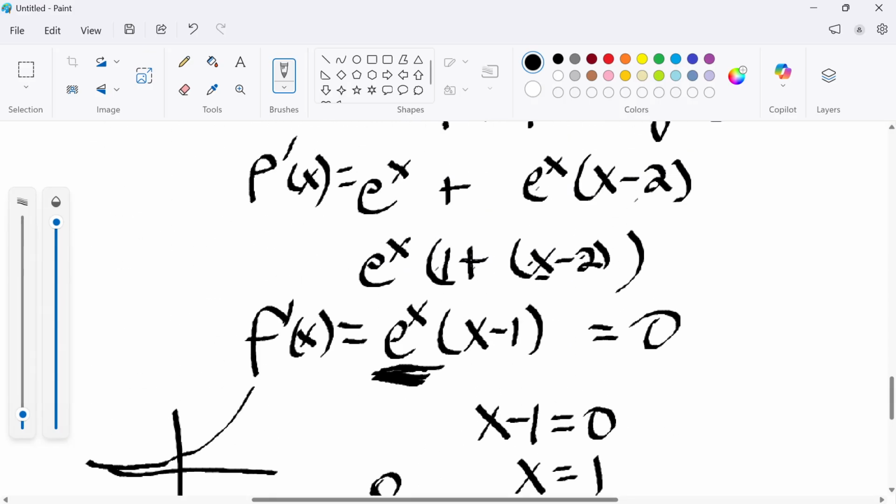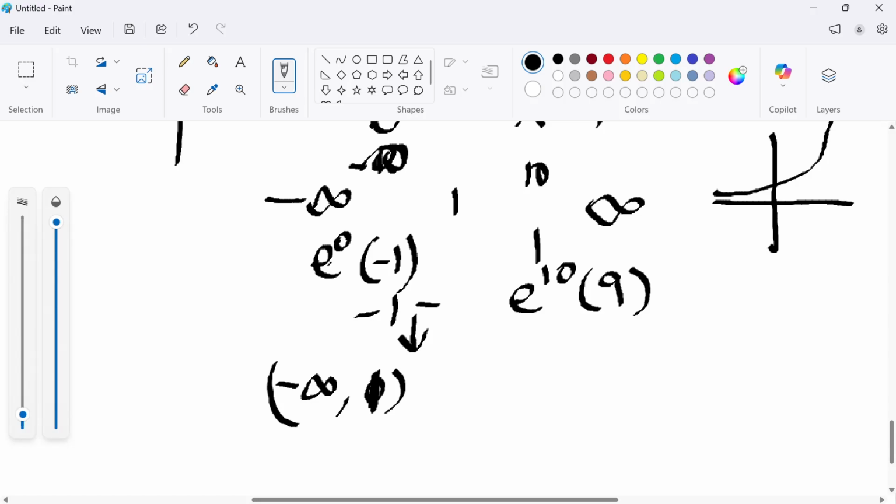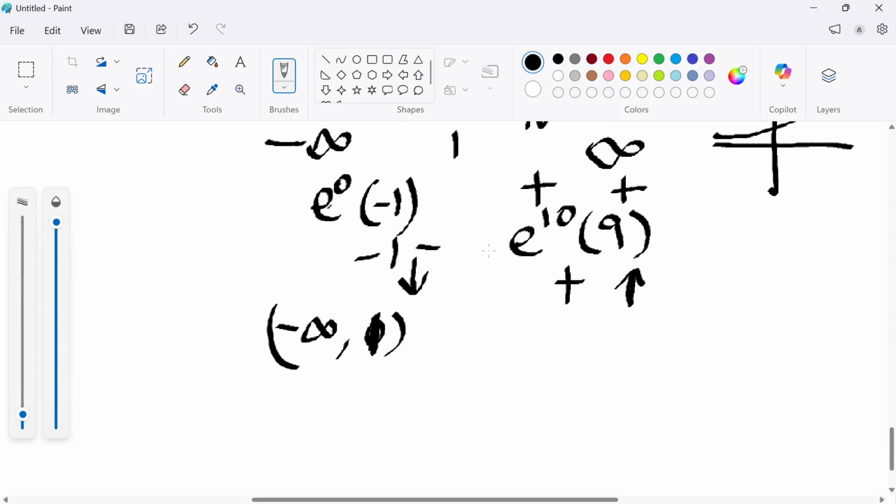And then from 1 to infinity, I'm going to use 10: e to the 10th times 9. Well, remember, e looks like this. So this is positive, 9 is positive, that's positive. The function is increasing. You can put that on your calculator and you'll see it's positive. So from 1 to infinity, it's increasing.